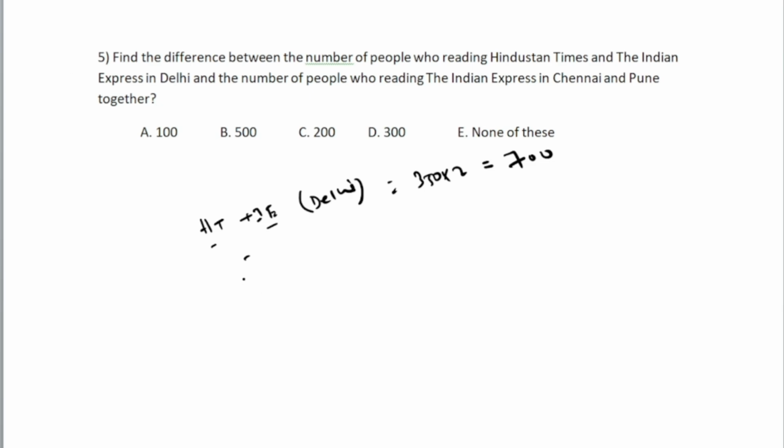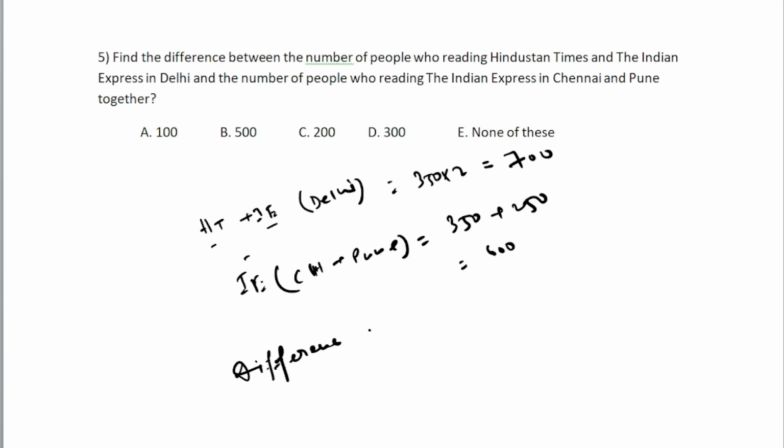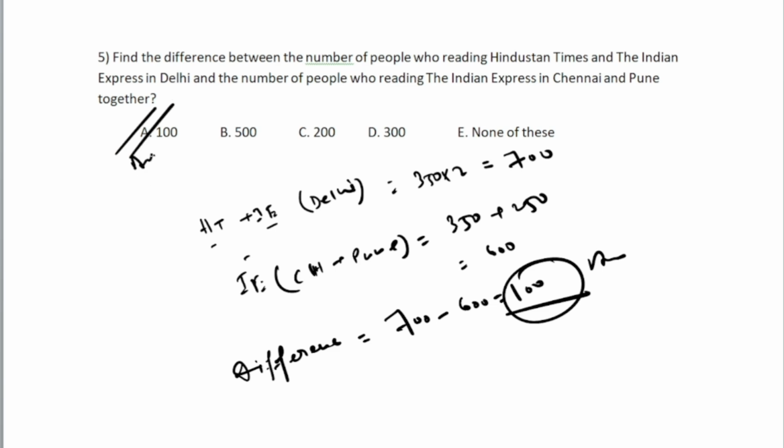So in Indian Express from Chennai and Pune it is 350 plus 250, 600. So the difference is 700 minus 600, which is 100. Answer. This is the right answer.